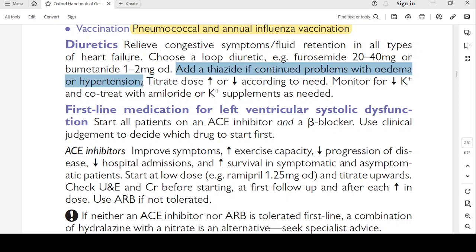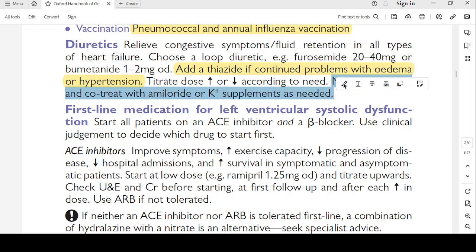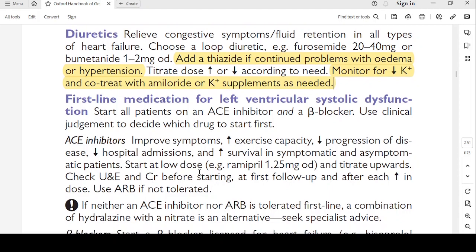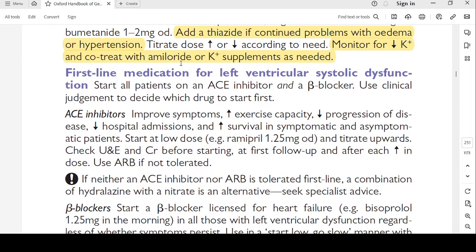So even though you are using a loop diuretic like furosemide, you can add a thiazide diuretic in case of heart failure. Titrate the dose, either increase or decrease according to need. Monitor for decreased potassium and co-treat with amiloride or potassium supplements as needed. So whenever you're treating with furosemide and thiazide, there is a chance of hypokalemia. So in that case, you treat with amiloride or potassium supplements as needed. Amiloride is a potassium sparing diuretic, and then or potassium supplements.